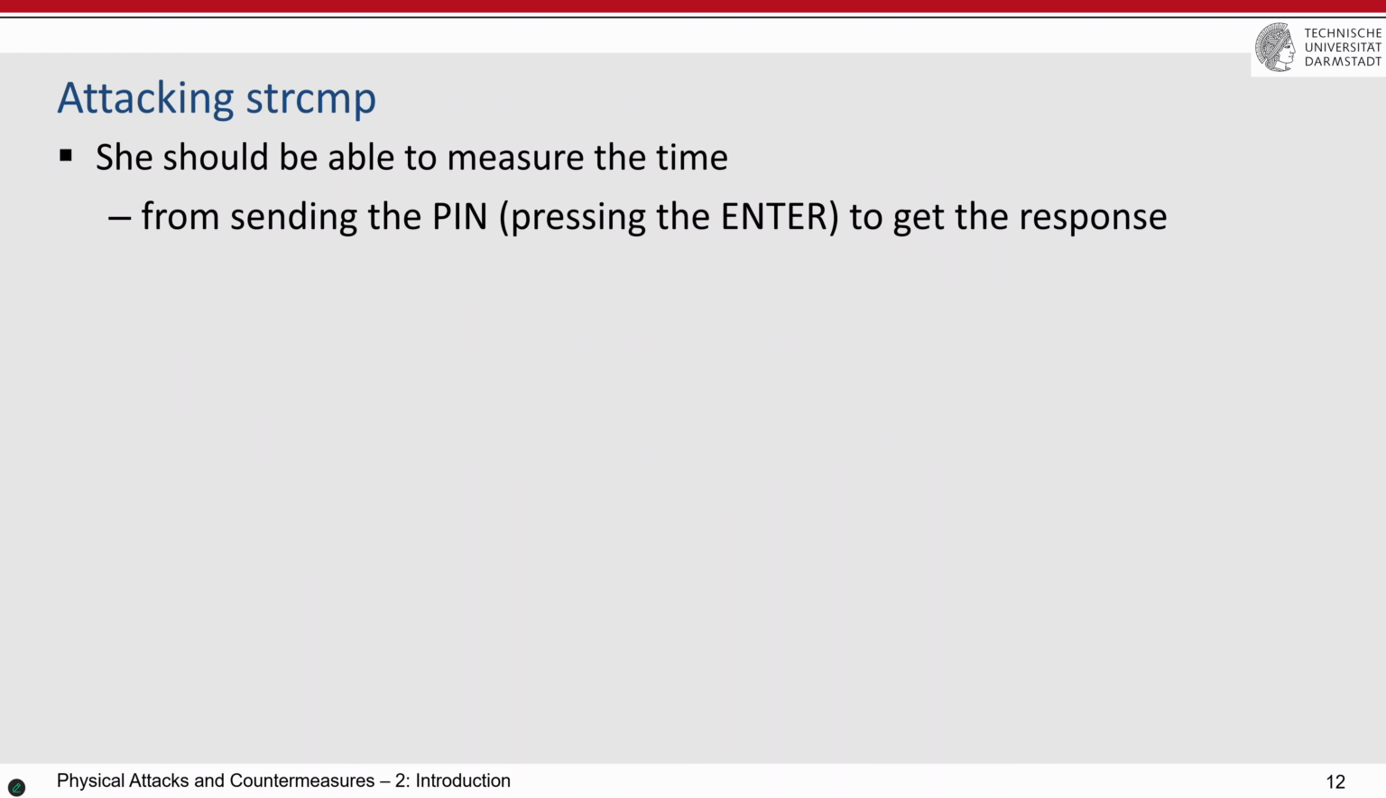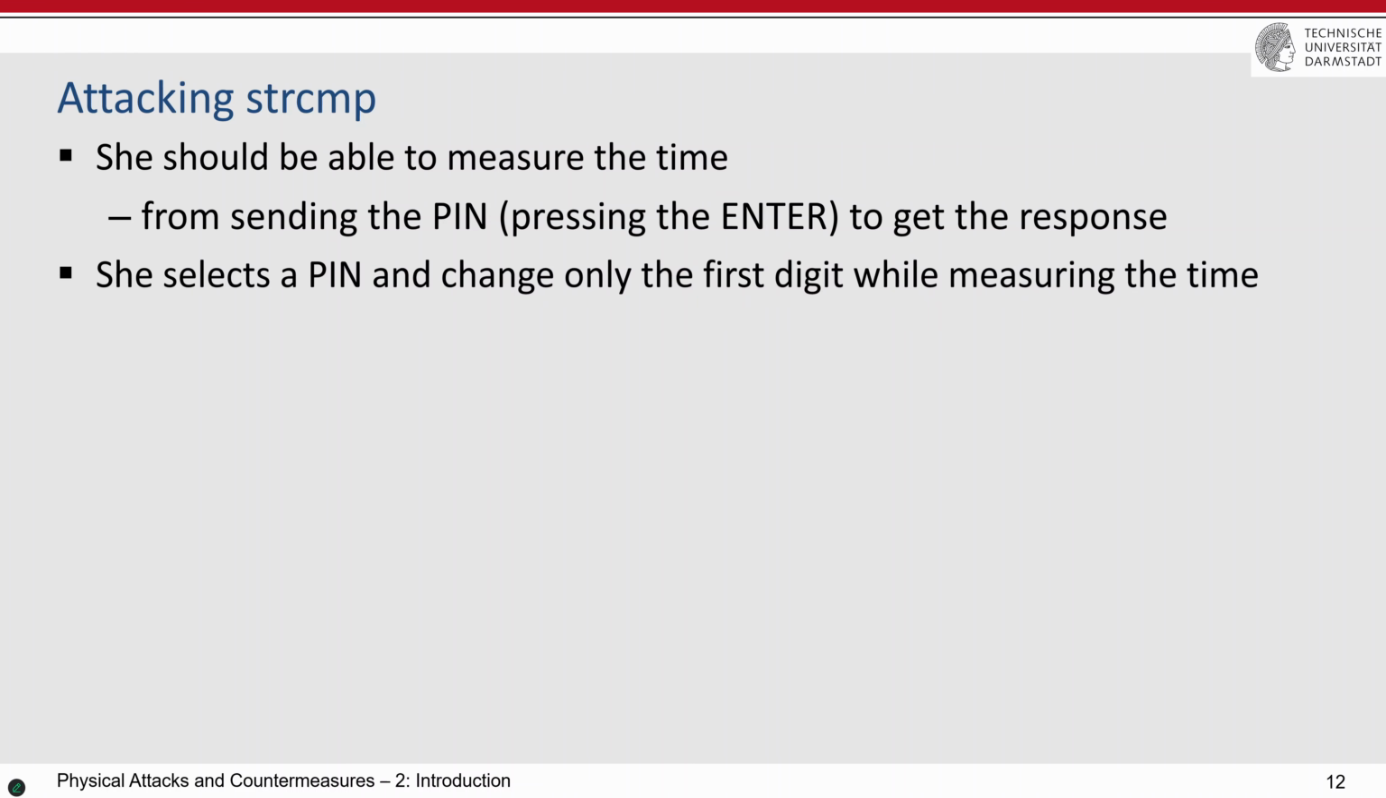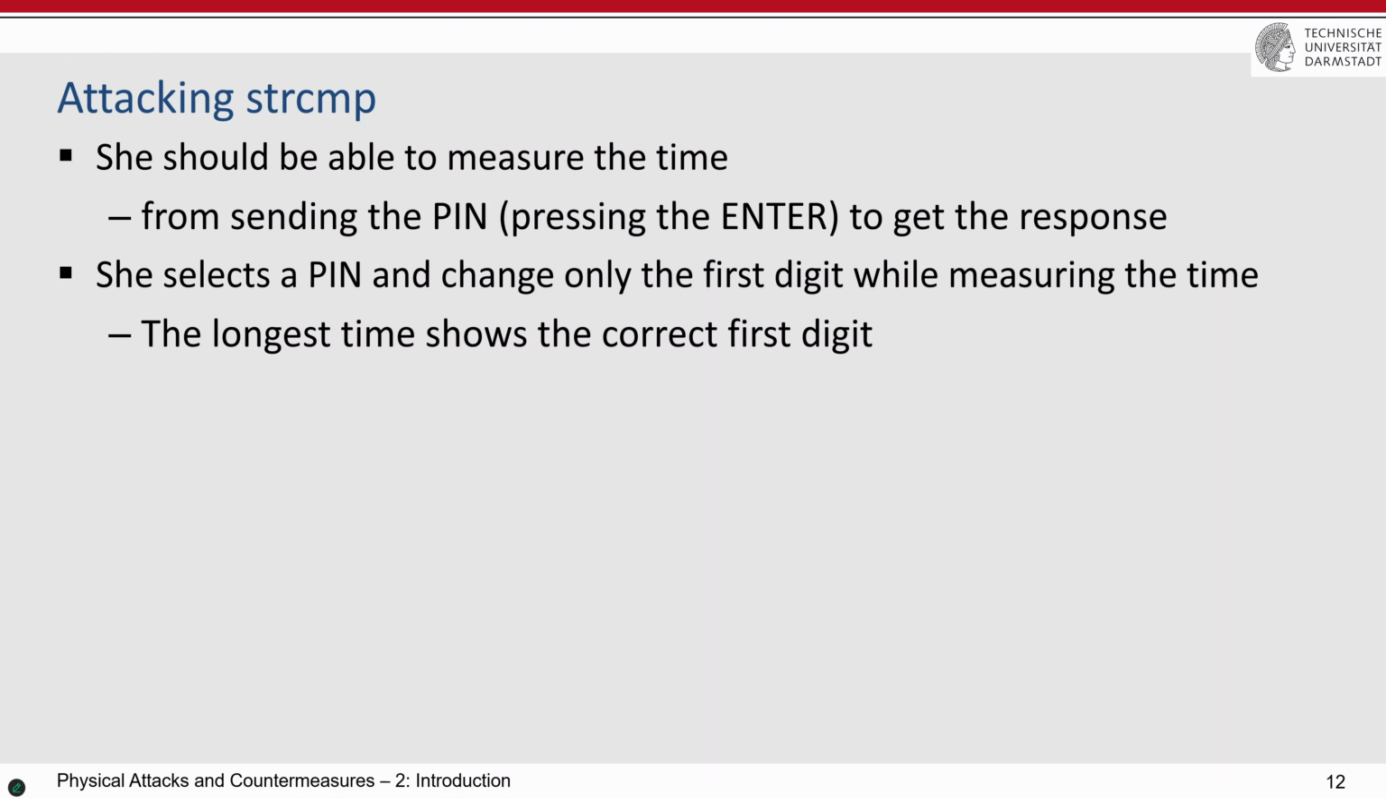This is our assumption: the attacker is able to measure the time from sending the pin to getting the response. The attacker selects a completely random or arbitrary pin and only changes the first digit, and for each one, measures the time. You just select an arbitrary pin, for example all 0, and then change the first digit, 0, 1, 2 till 9, and measure the time. The longest time should show the correct first digit. This is simple. Of course, it might be super noisy, and then you need to measure many more times and get the average.